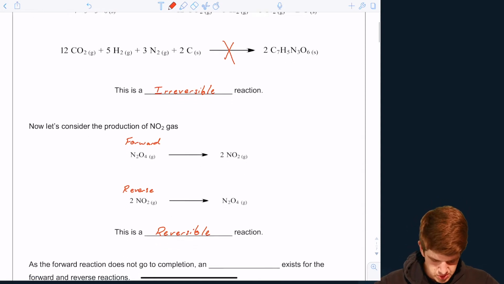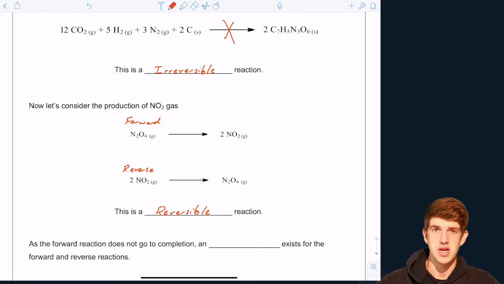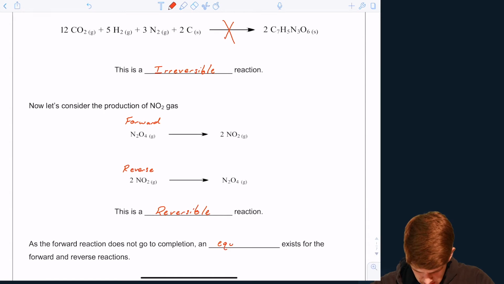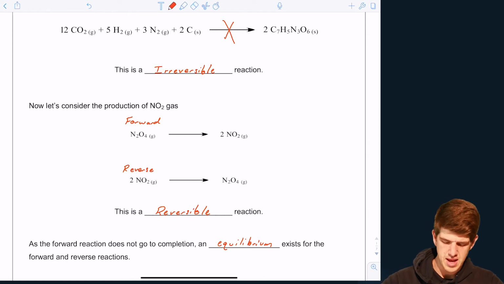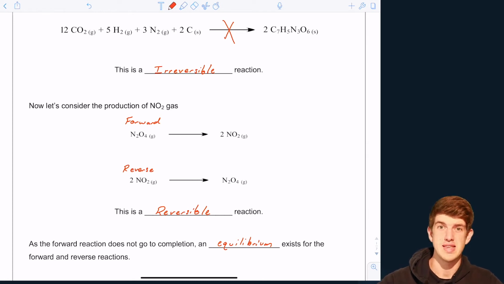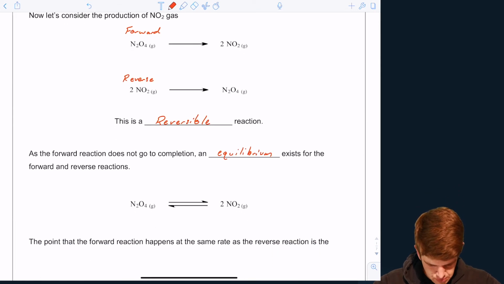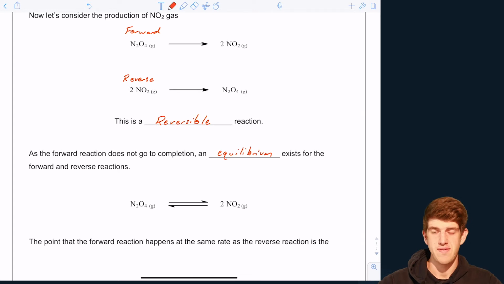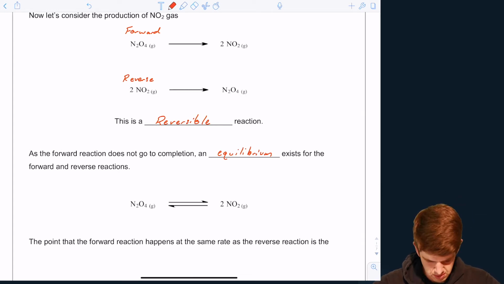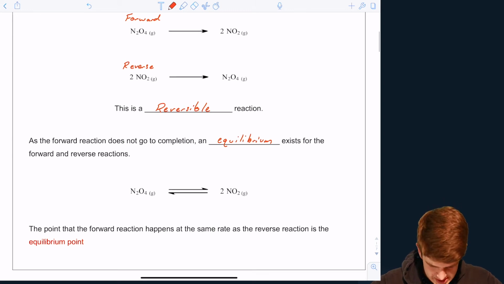Now, reversible reactions that don't go to completion have some kind of equilibrium. So what do we mean? Well, there's some point where the rate of NO2 turning into N2O4 is the same as the rate that N2O4 turns back into NO2. And that point, where they are both turning equally fast, is called the equilibrium point. Now, if you're totally good with this, let's keep going.